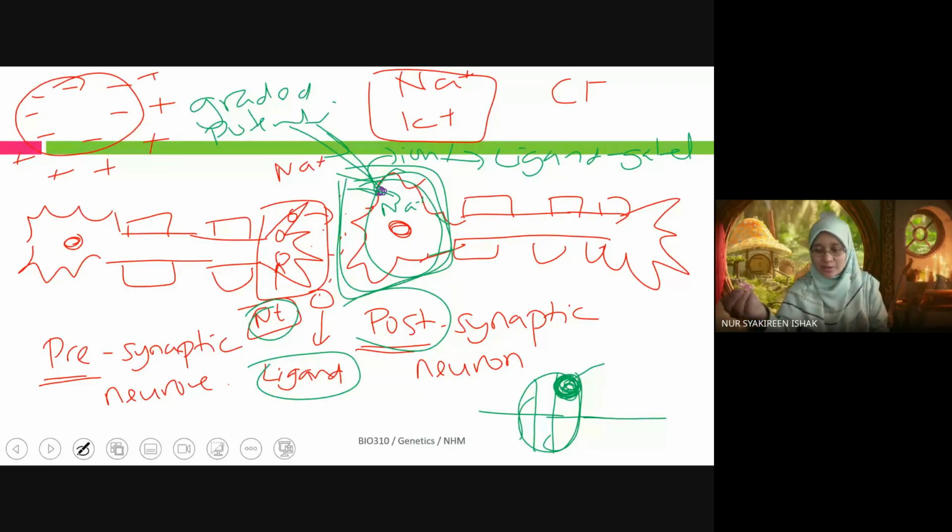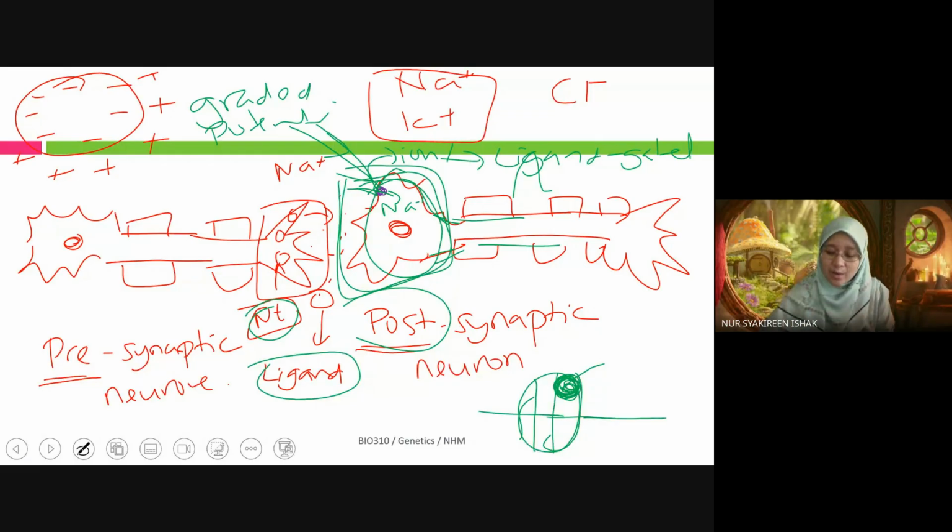So let's say sodium ion enters, it causes the membrane potential to change and causes the generation of graded potential. So graded potential occurs along the dendrite, along the cell body until it reaches the axon hillock. So this graded potential, if the value is high enough, nanti kita akan tengok dia akan ada bacaan value voltage dia tu. If the voltage reaches certain value, along the axon, it can lead to the generation of action potential.